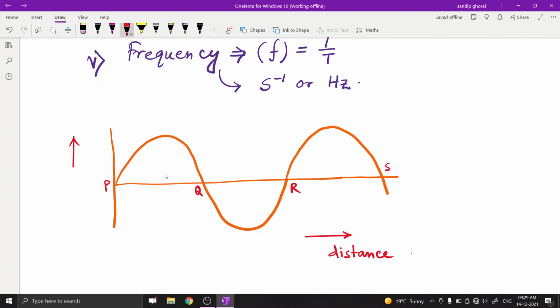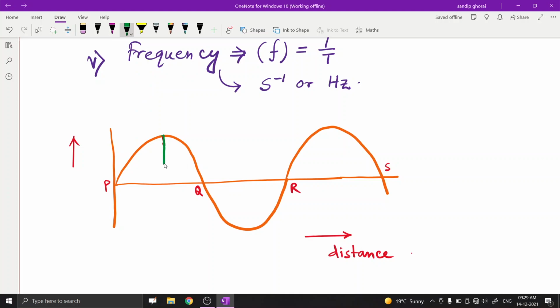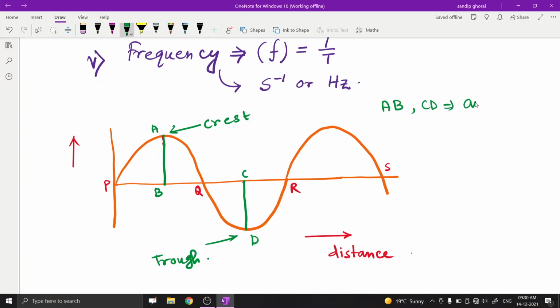Now here the maximum displacement, from this figure, is at the crest. This is the maximum displacement AB, and this is the maximum displacement CD also, and this is the trough, the point of maximum rarefaction. This is the crest, the point of maximum compression. Here AB, or CD, is the amplitude of the body.